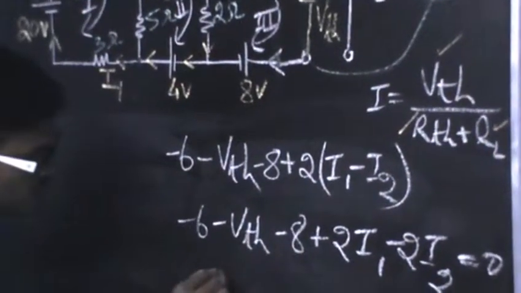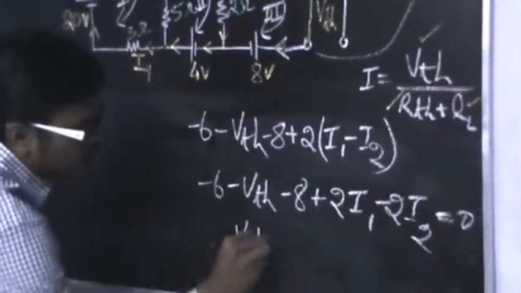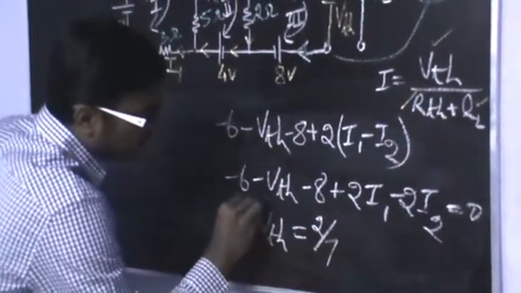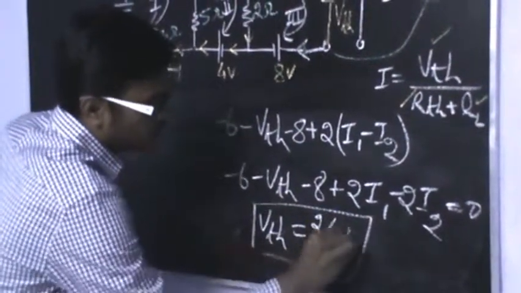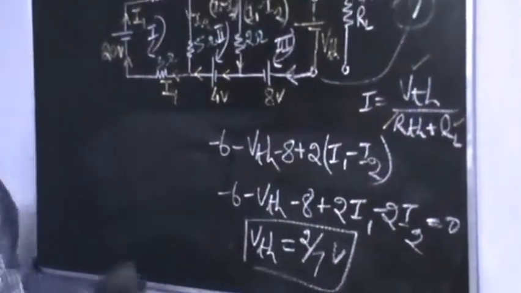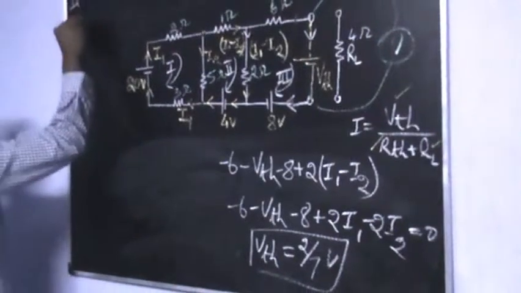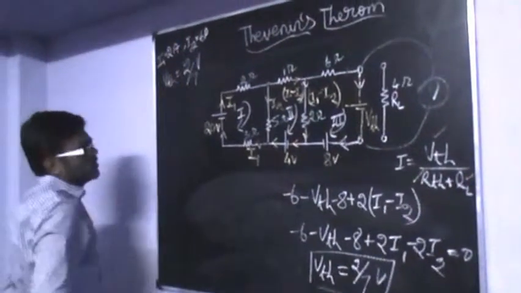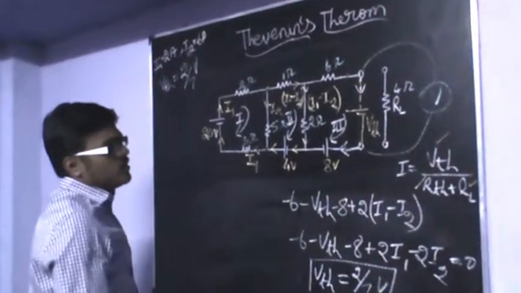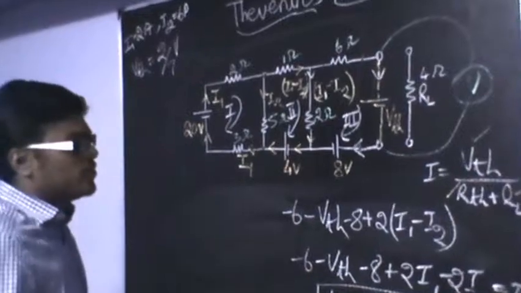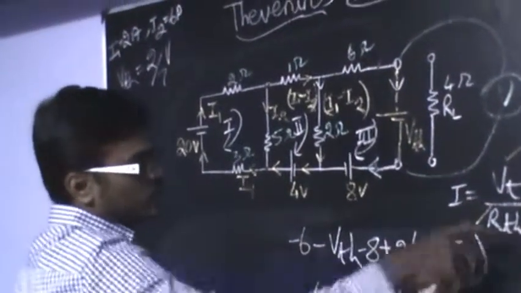If I solve this equation, I'll be getting VTH is equal to 2 by 7 volt. So now I have found VTH. I'm going to write here VTH is equal to 2 by 7 volt. Our final step, that is the fifth step, is to find RTH.